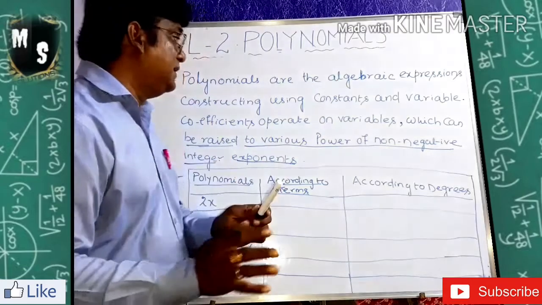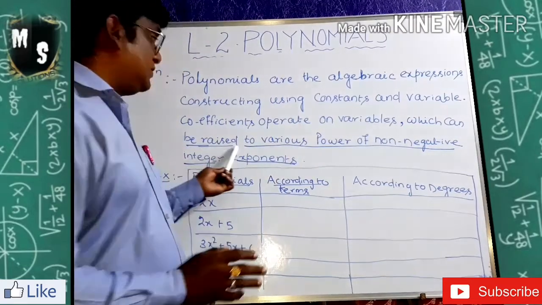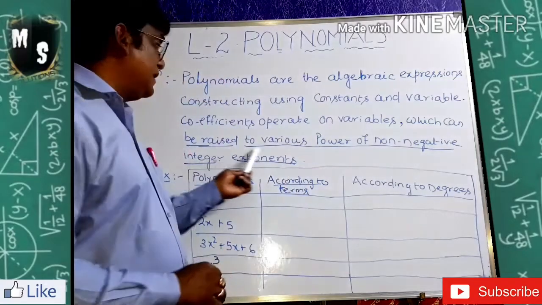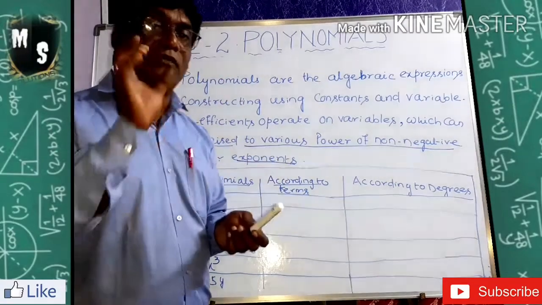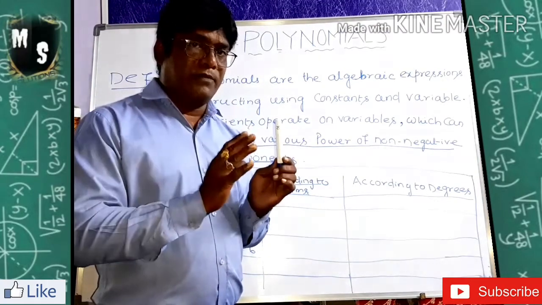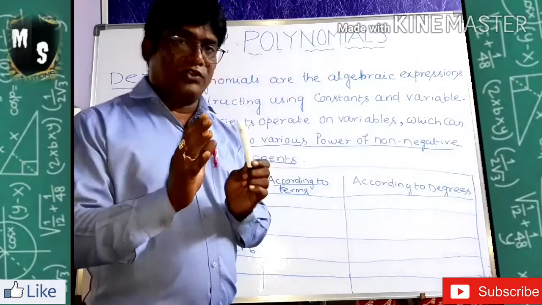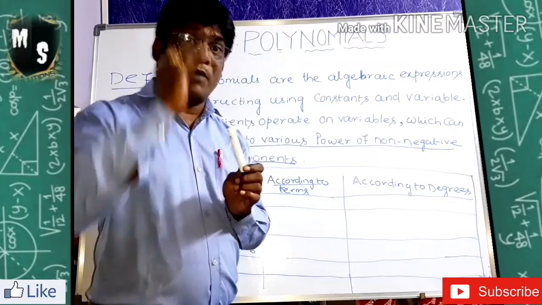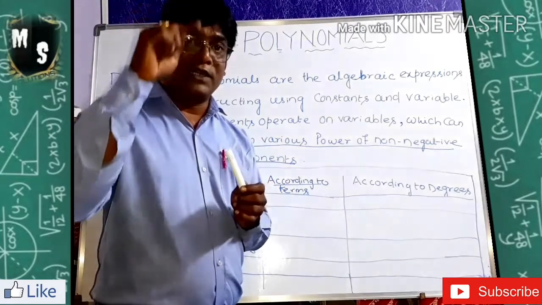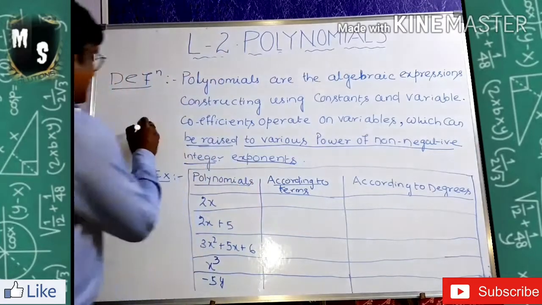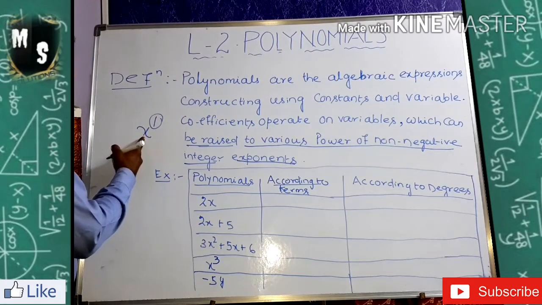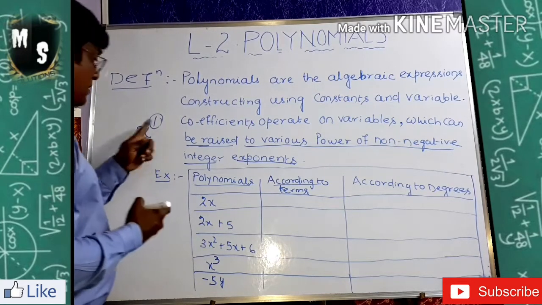Try to understand nicely. Which can be raised? What can be raised? The variable powers. Understood? The variable, the unknown thing: x, y, z. Suppose I am saying x. I can say x to the power 1. That is x to the power 1. This is the variable raised to this power.